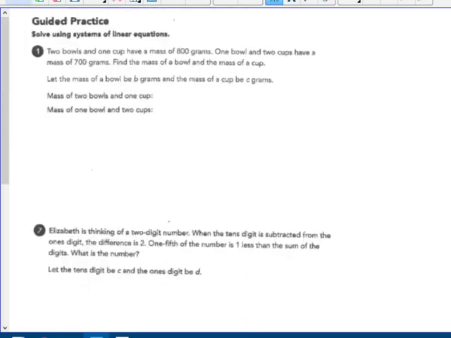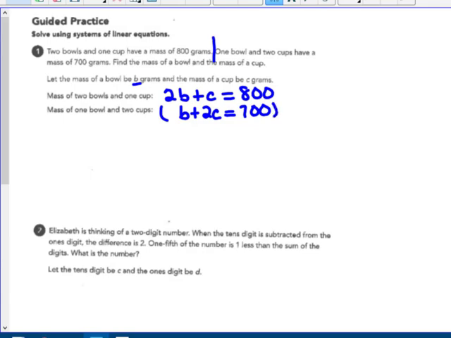Solve using systems of linear equations. So I'm going to do these three problems. 2 bowls and 1 cup have a mass of 800 grams. Well, that's an equation. 2 bowls plus 1 cup equals 800 grams. So I'm using B and C for bowl and cup, right? And let the mass of B, bowl, and C for cup. Okay, so we got that. So 1 bowl plus 2 cups is 700 grams. There's my 2 equations. Multiply this second one by -2, why not?